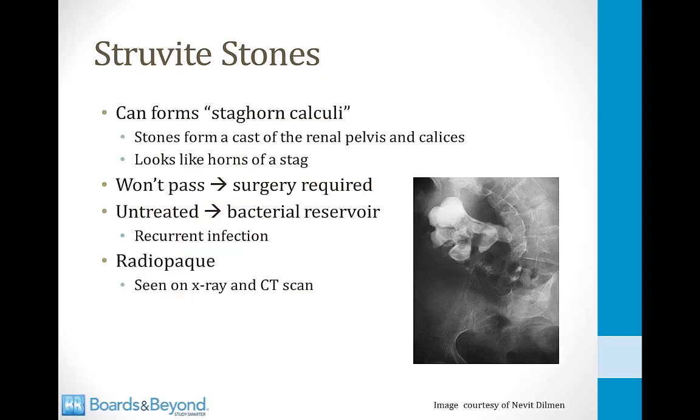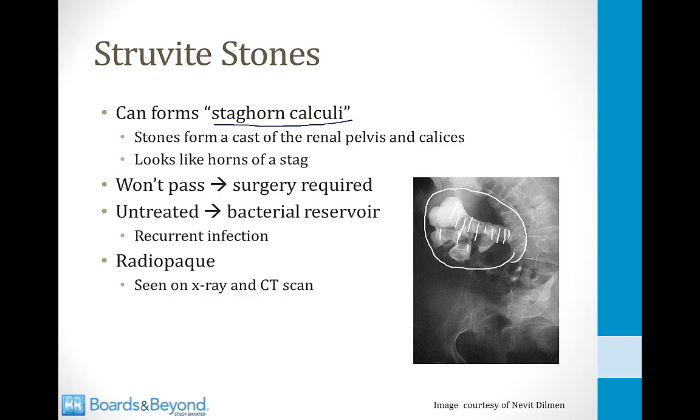So a very high yield thing to know about struvite stones is that they can form something called staghorn calculi. So let's talk about what we mean by that. If you look at this X-ray image on the bottom right-hand corner over here, you will see that the entire collecting system of the kidney is bright white. It almost looks like someone's injected dye into the collecting system of the kidney. But in fact, all this white stuff is stone material that's precipitated out and essentially formed a cast of the collecting system. And that's a staghorn calculi. It's a huge collection of stone material, and it looks like the horns of a stag.